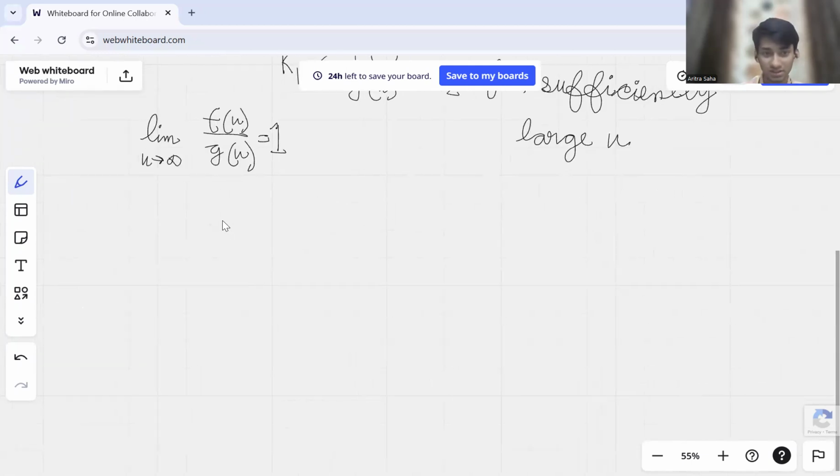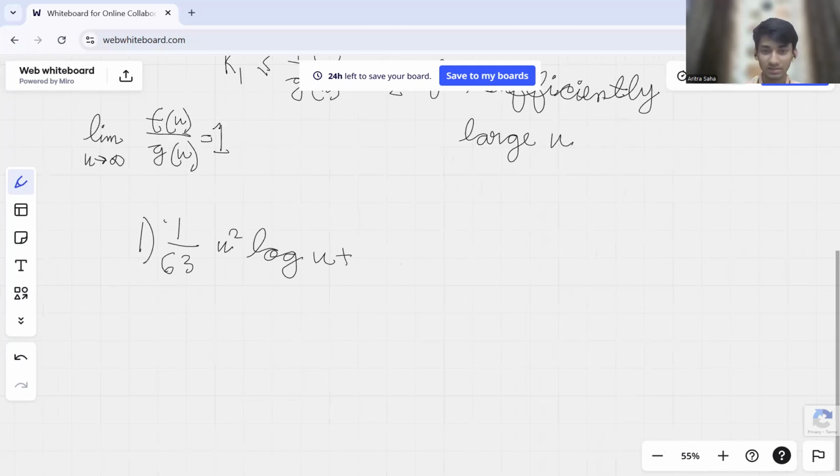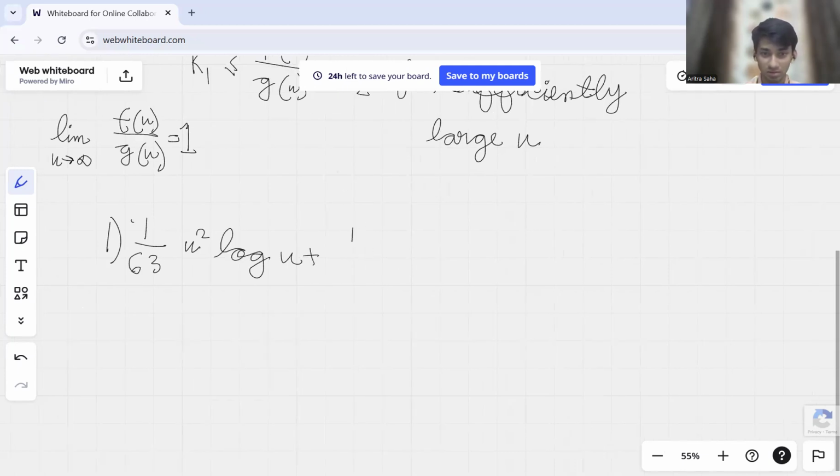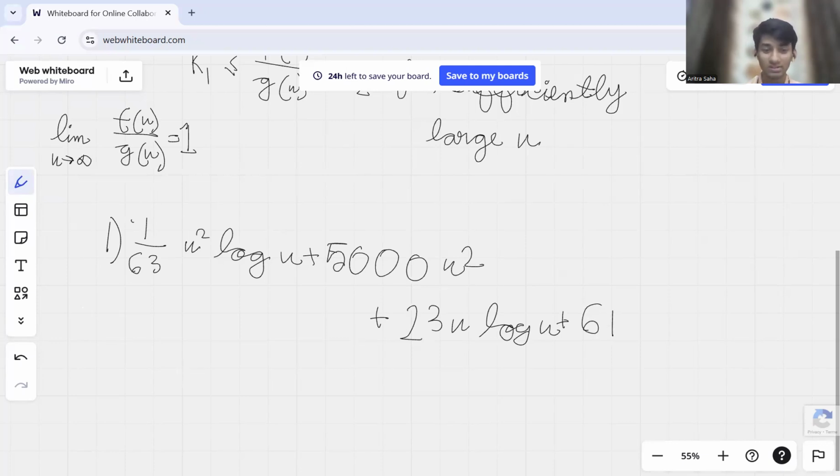Let's talk about some function. Let's say something like 1 by 63 x squared log x, plus, not 1 by, 5000 x squared plus 23 x log x plus 61. What is the O of this?